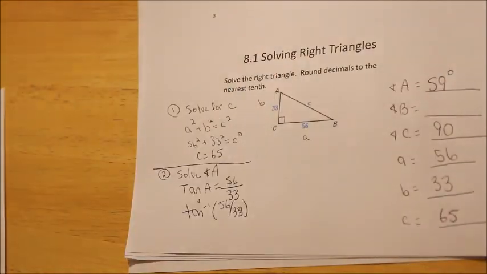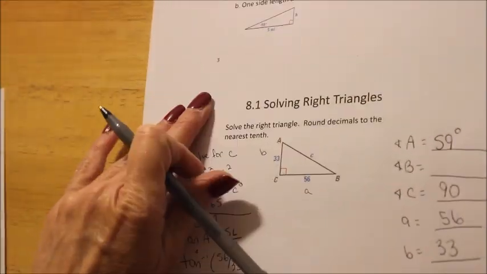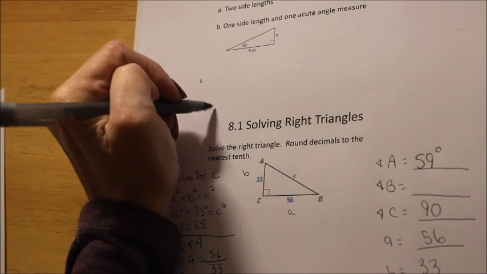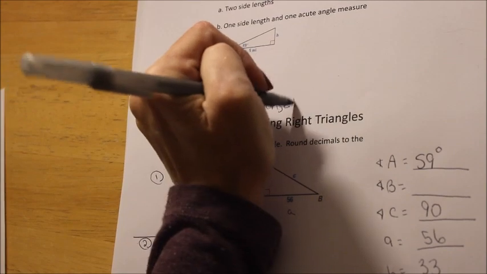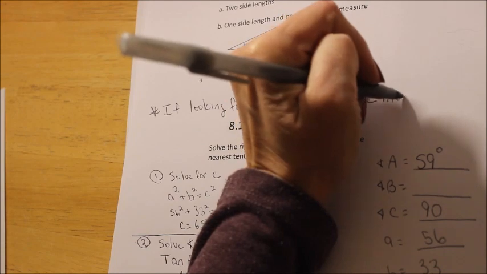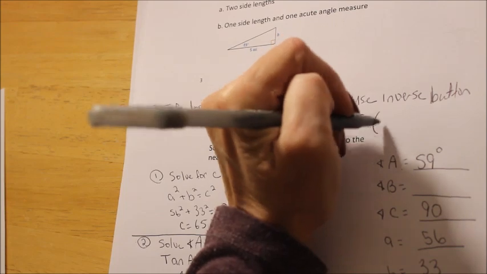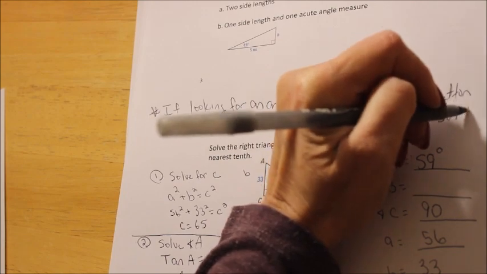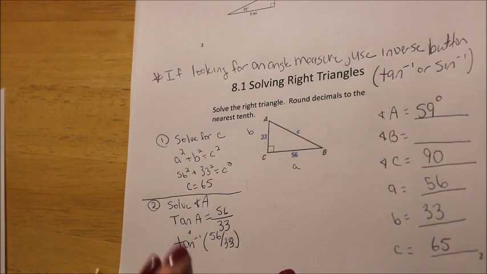Now, what I want to tell you, and let's write this down as well. Maybe we could do a starred note up here. If looking for an angle measure, you're going to use the inverse button. As an example, tan inverse or sine inverse. If you're looking for the length of a side, which we'll do here in a second, then you just use the regular tan button.